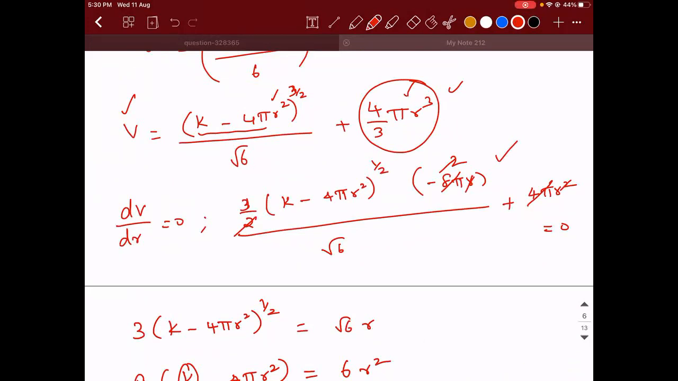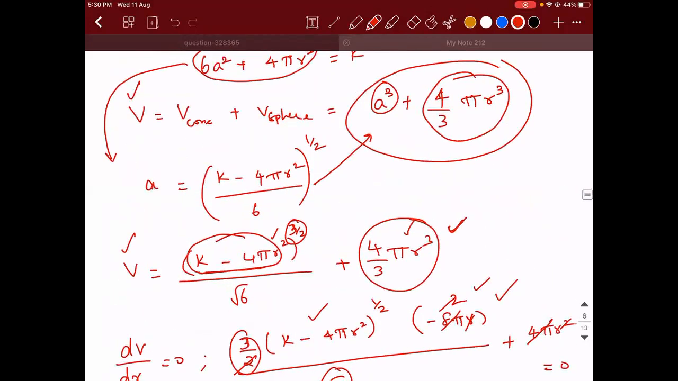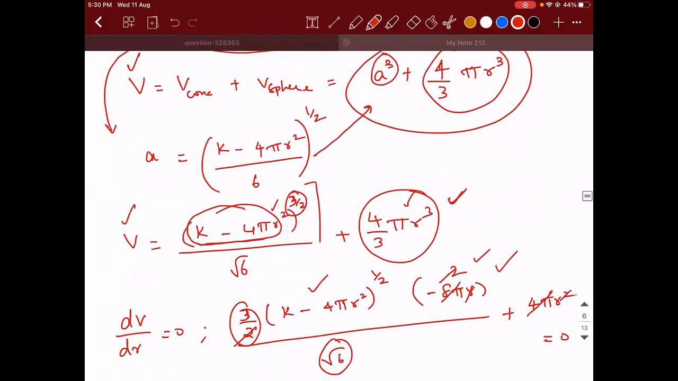Why will it come with 4 pi r square? Root 6 is a constant. So 3 by 2 into k minus 4 pi r square, the whole power half, into derivative of k minus 4 pi r square, which is minus 8 pi r, is therefore by root 6 only. You are asking for this one, 4 by root 3? Yes, sir. See, for this one alone, it is existing. Wait, actually one mistake happened: I took half, but it is actually 6 power 3 by 2.